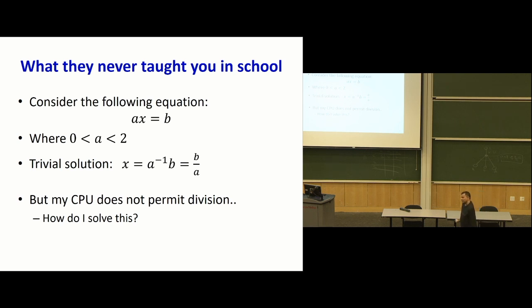But then you have this strange situation. Your CPU does not permit the act of division. How would you solve it? Anybody? Pardon me? Okay, if I solve AX minus B equals 0, how does that help me? It's a scalar.